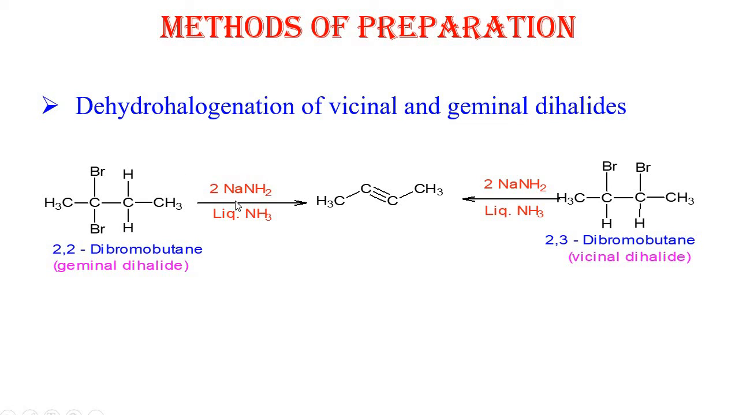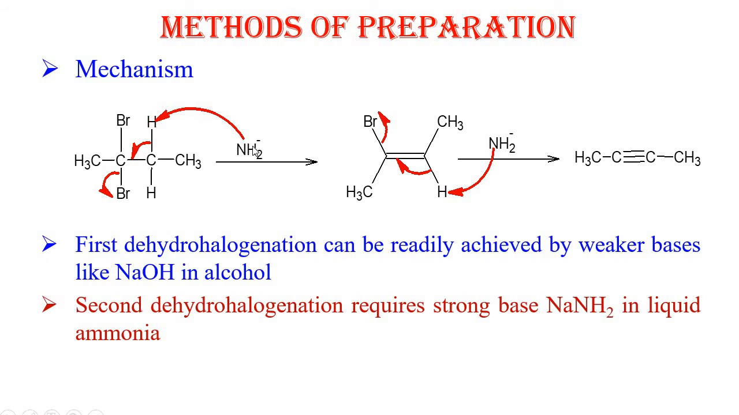When these dihalides are treated with a strong base, they abstract hydrogen and remove the trans halogen atom. So loss of HBr two times takes place, which results in the formation of alkynes. This is the mechanism of dehydrohalogenation. Sodamide, a strong base, abstracts hydrogen as H negative, and a shift takes place between carbon and hydrogen, with removal of Br negative. So a double bond is formed by removal of HBr.